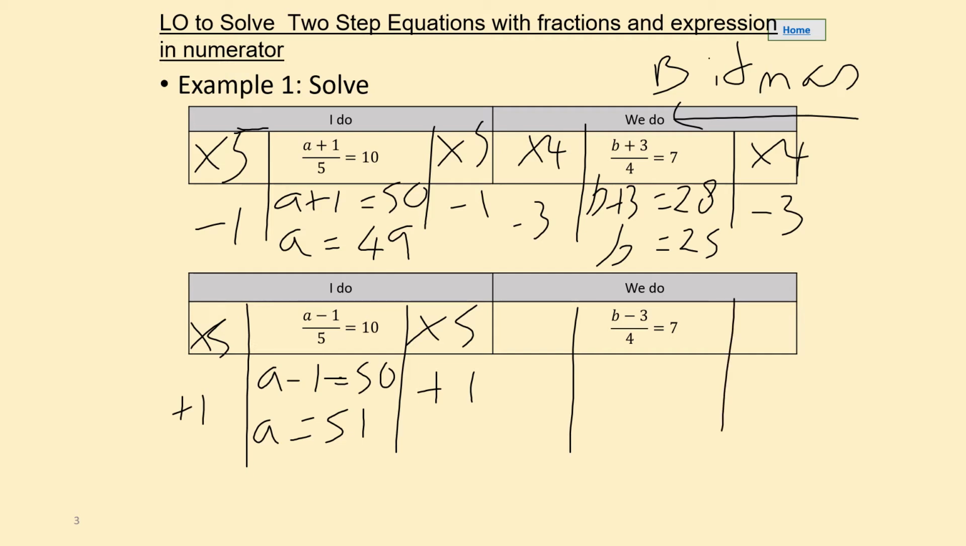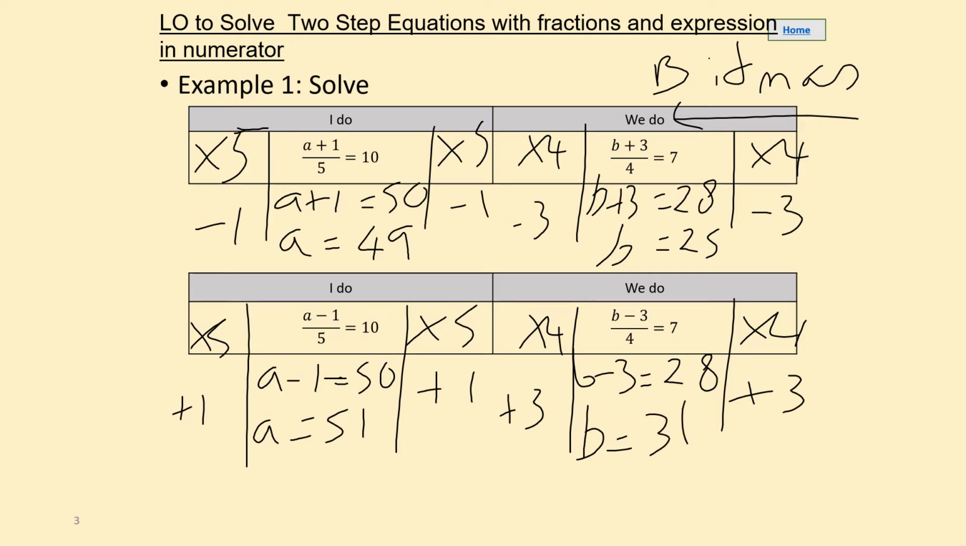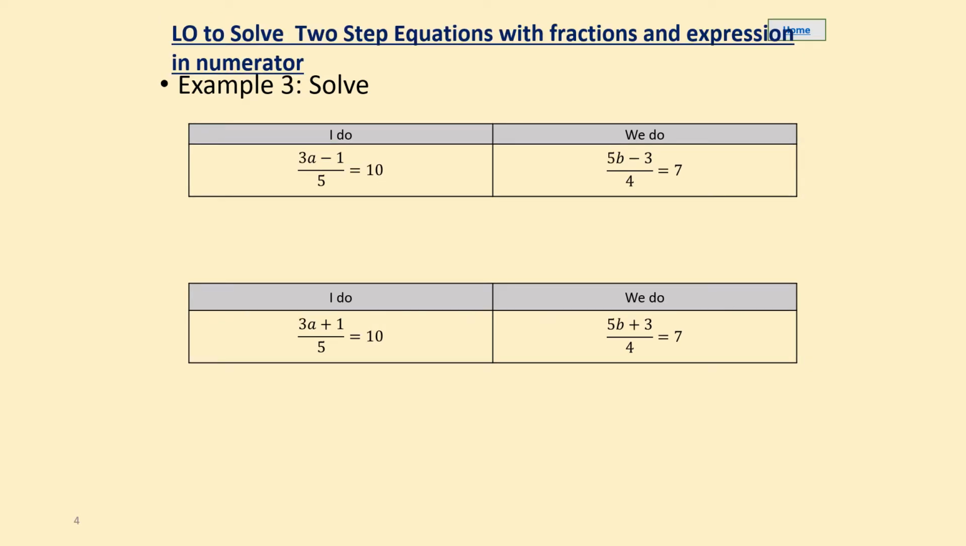What do I need to do? Yeah, multiply both sides by 4. So b minus 3 equals 28. What do I do now? Yeah, subtracting 3, so I'm going to add 3 to both sides. So b equals 28 add 3, 31. Let's have a look at these ones.